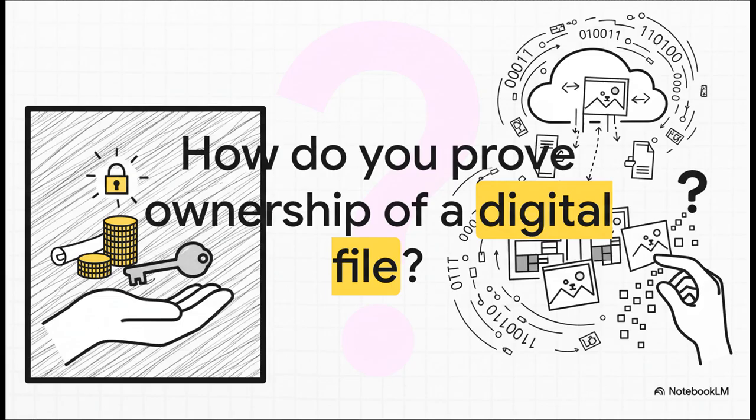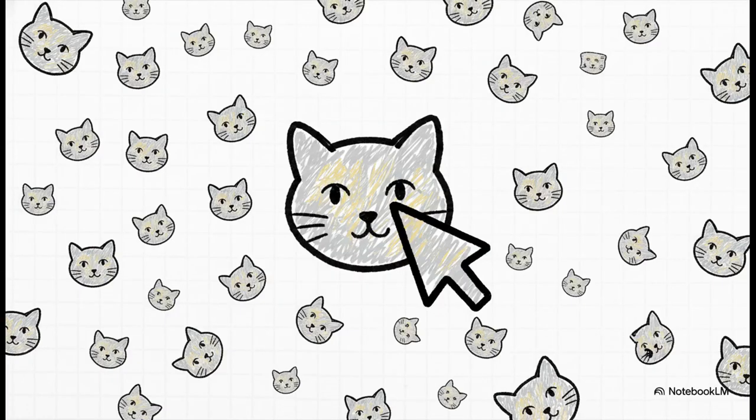So, to really get it, we've got to start with the core problem they're trying to solve. I mean, in the real world, owning something is pretty straightforward. You hold it, you have the receipt, it's yours. But in the digital world, man, it's a completely different story. How on earth do you prove you own an original file when literally anyone can make a perfect, identical copy in like 2 seconds?